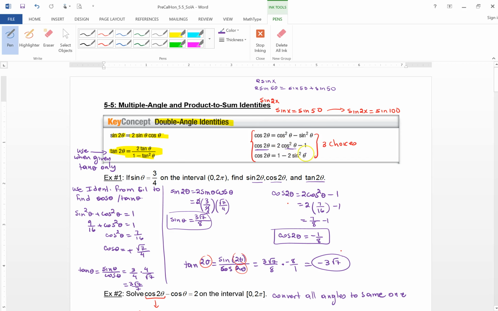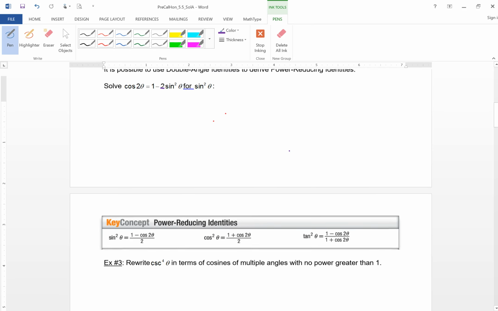Actually, I want to solve this for sine squared theta. Can we do that? There is a mistake in your packets here. This should be 2 sine squared theta, and this is sine squared theta. The 2 is misplaced, so go ahead and fix that. All right, so I'm just going to solve that identity. I just copied that over from the top. That's where it comes from.